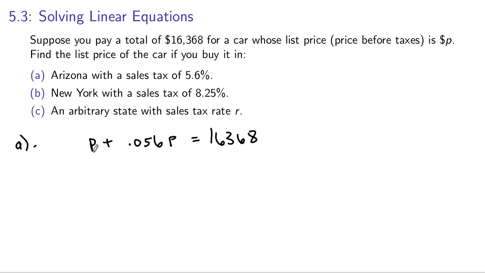$16,368. So adding the coefficients of P, in other words, factoring P out, we get 1 plus 0.056, so we have 1.056P equals 16,368. Now we can solve for P by dividing both sides by 1.056.